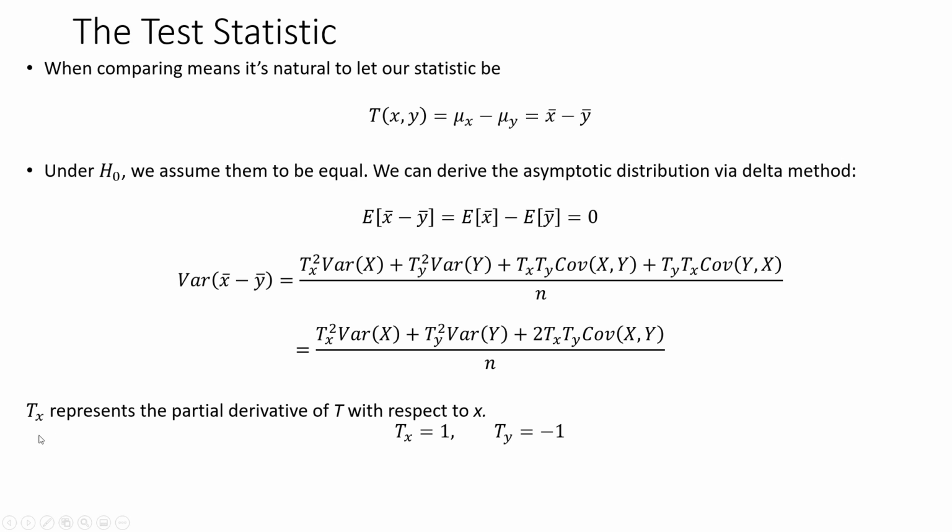And so tx represents the partial derivative with respect to x, and so tx equals 1 because if you take the derivative of this with respect to x, this is 1. And then likewise, taking the partial derivative of this with respect to y is -1, which should be pretty obvious to see.